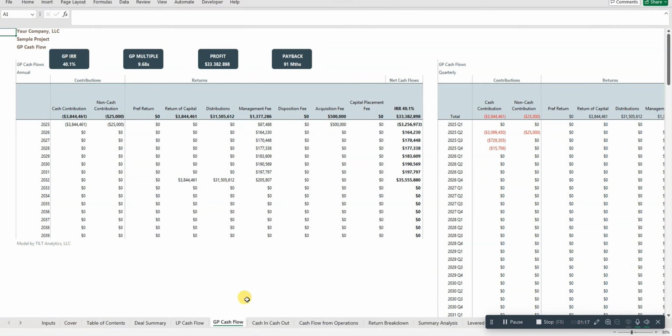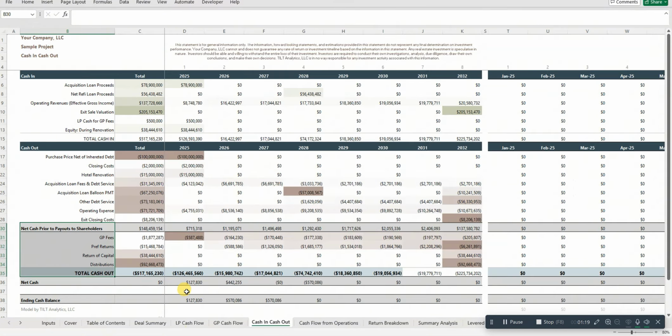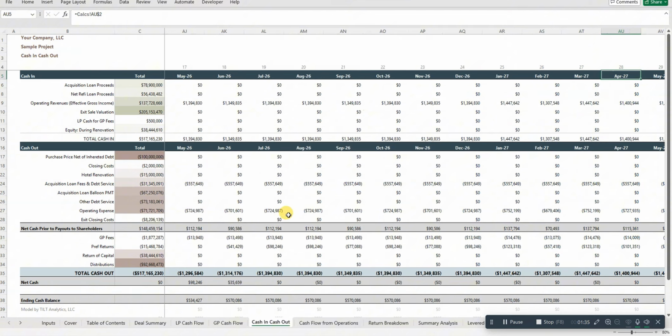Same sheet for the GP. My cash in, cash out sheet shows me all of the project cash in and then all the project cash out before distributions to equity, and then payouts to equity below. Again, all the information is annual, but if I scroll over to the right, I can see the same information monthly.